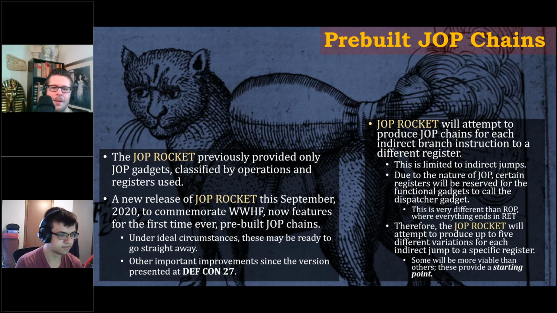Let's do it. And so this September 2020, to commemorate Wild West Hackin Fest, we are releasing for the first time ever the ability to generate pre-built JOP chains. How cool is that? And so how this works is the JOP Rocket tries to set up chains for each indirect branch. So jump EAX, EBX, ECX, etc. And it just populates it with all the necessary gadgets. It does 5 for each register, so a total of up to 35 for VirtualAlloc, for VirtualProtect, different variations, provided that there are enough for distinct chains. If there's only 1 or 2, then of course it's not going to generate 5. But at the very least, that's what it tries to do.